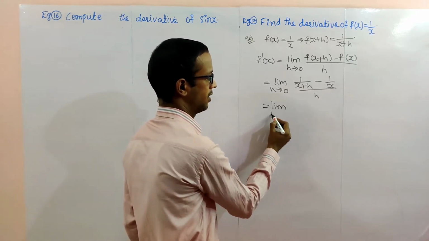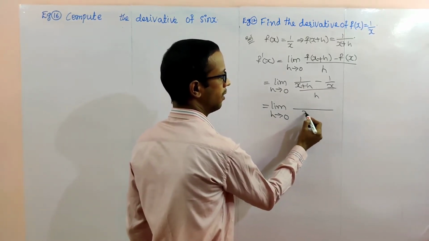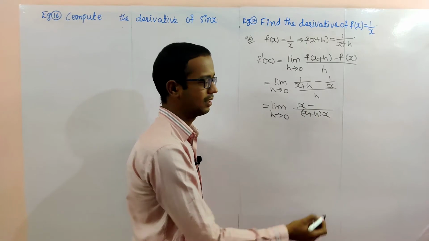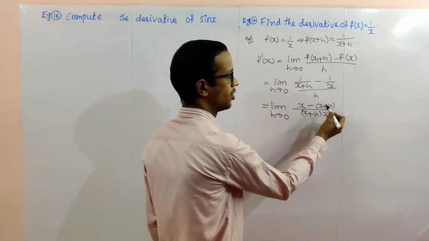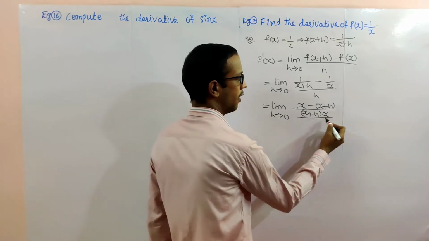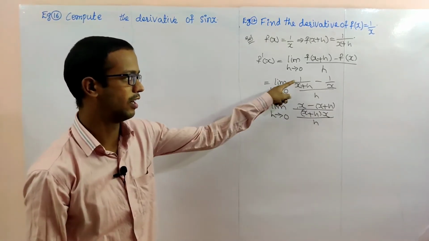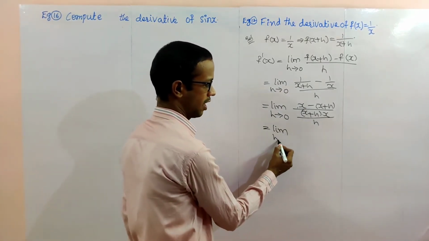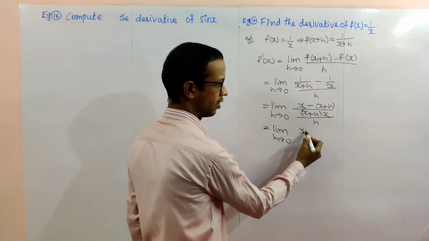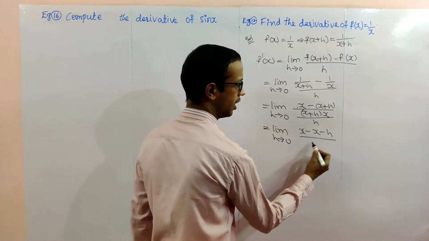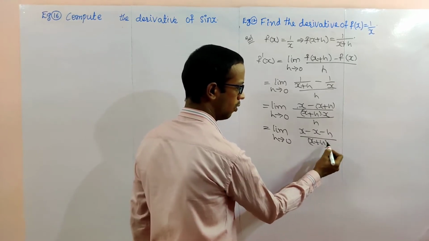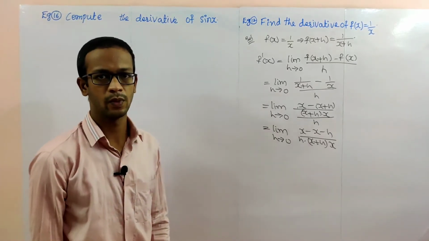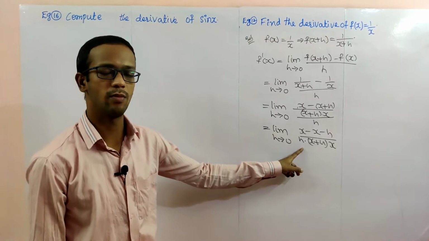Limit h tends to 0, take the LCM, x plus h into x, cross multiply, x minus of x plus h, divided by h. Here while taking the LCM, we wrote this, and divided by h as it is. So next, limit h tends to 0. Simplify this: x minus x minus h divided by x plus h into x, divided by h. Divided by h we can write as multiplied by 1 by h.